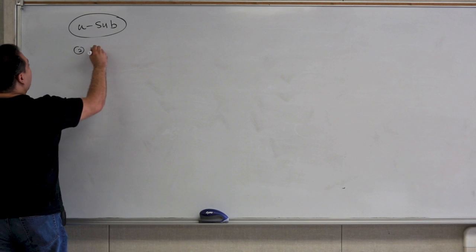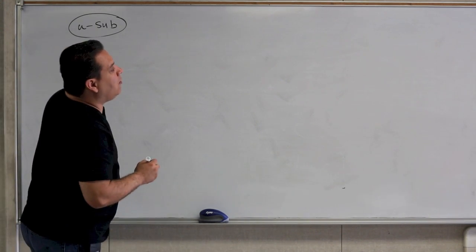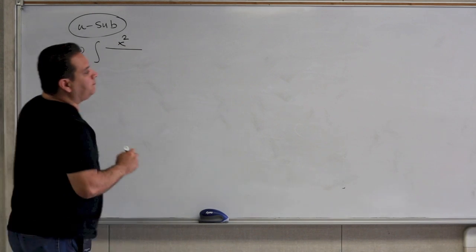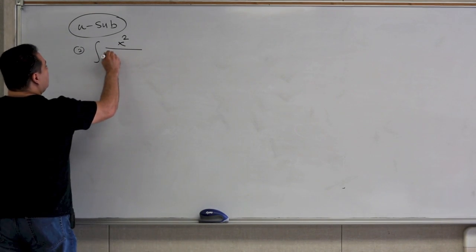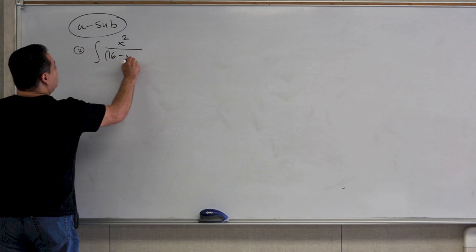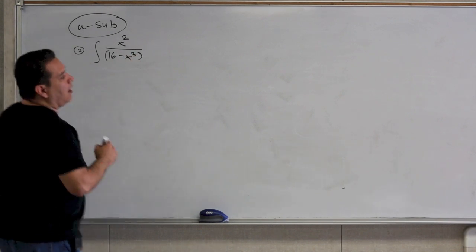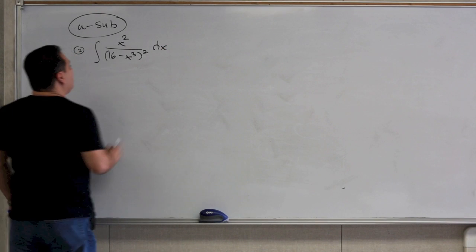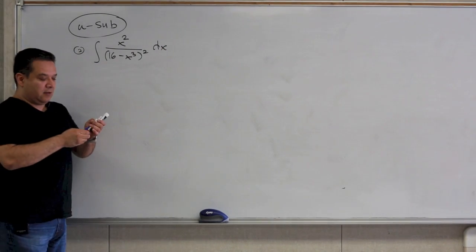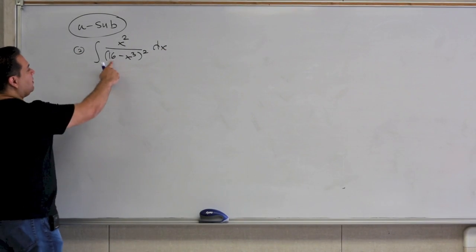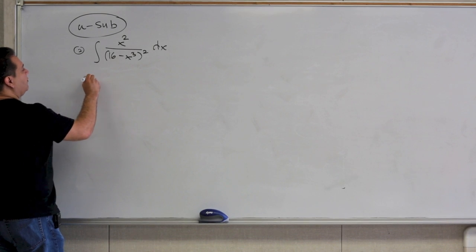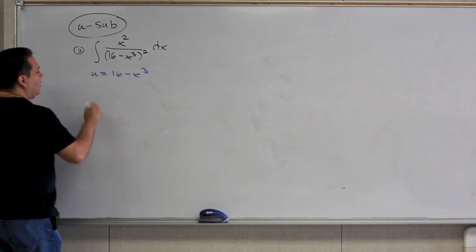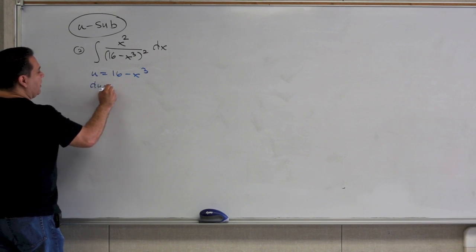Let's try the second problem we have here. So we have x squared over 16 minus x cubed, squared, dx. So what do you guys think the inside function is again? The 16 minus x cubed. Okay, so we're going to let u be 16 minus x cubed. Then differentiate u with respect to x.